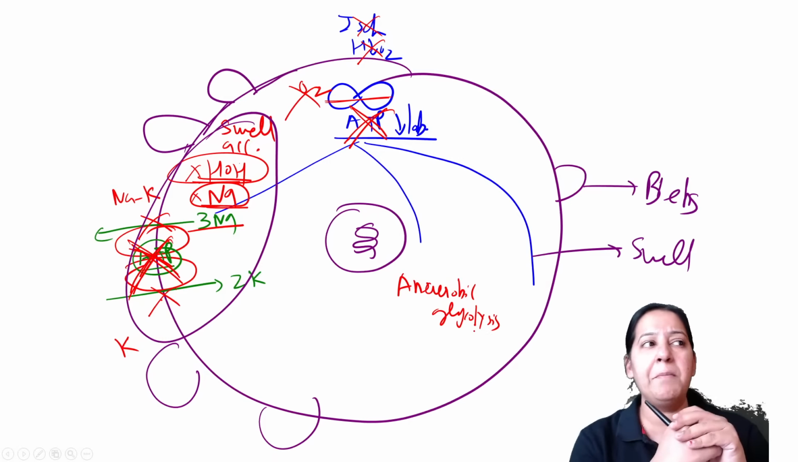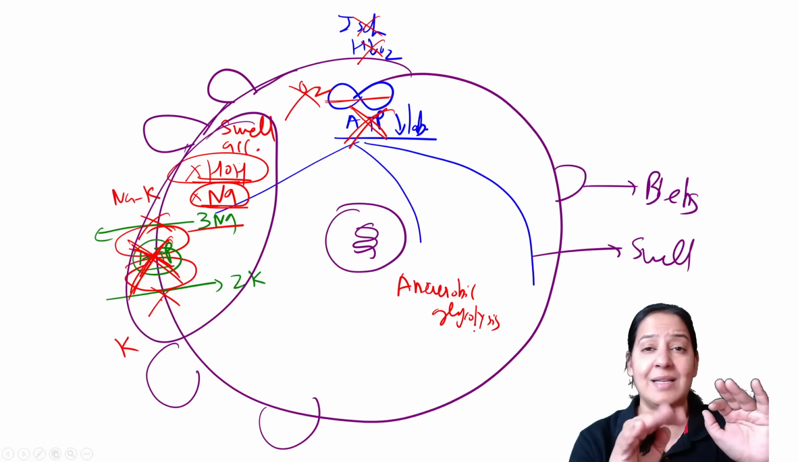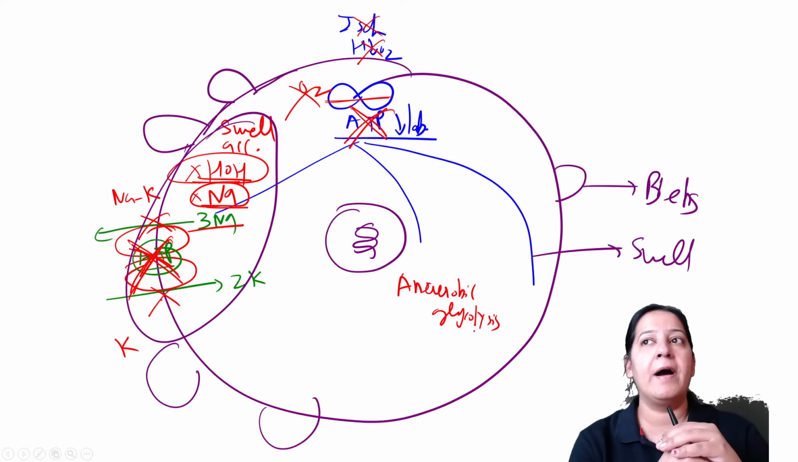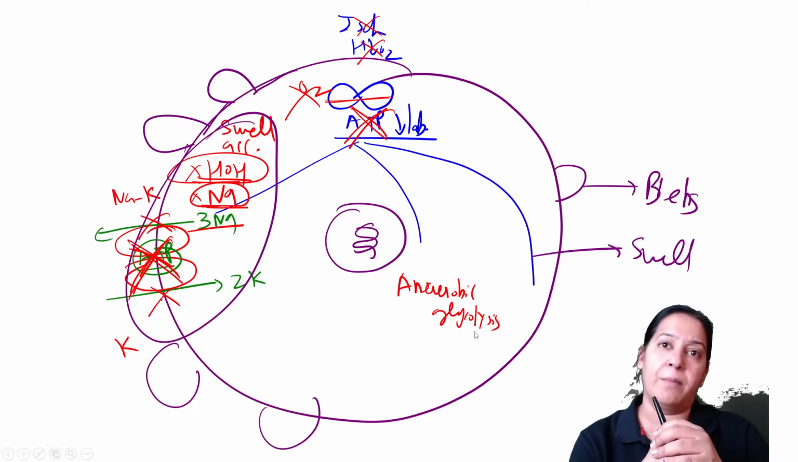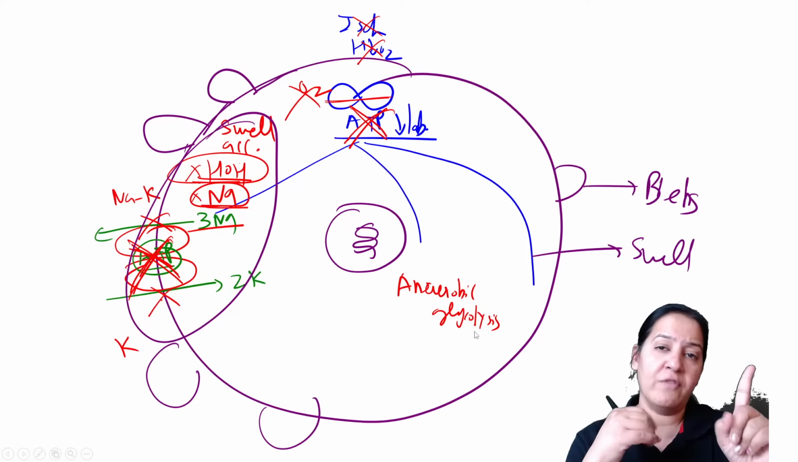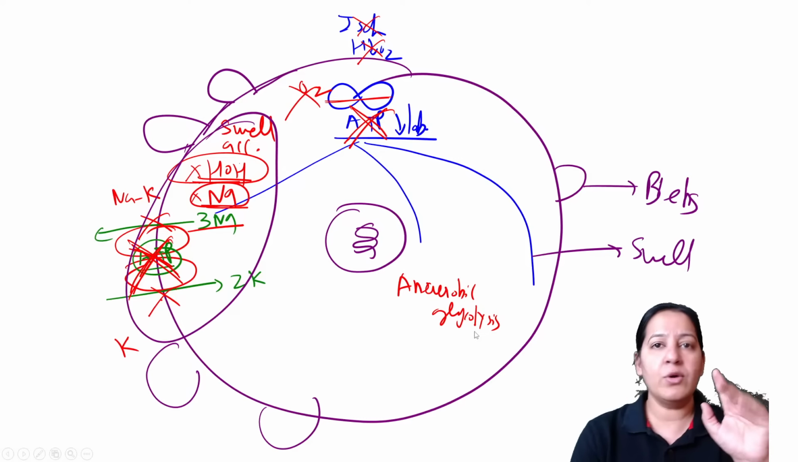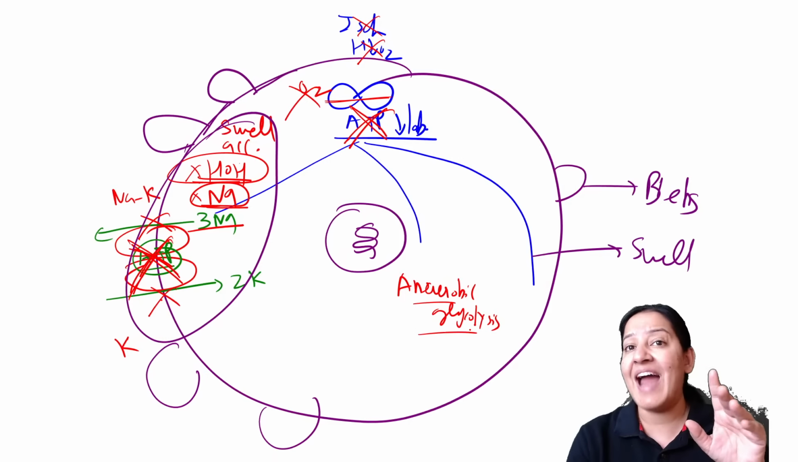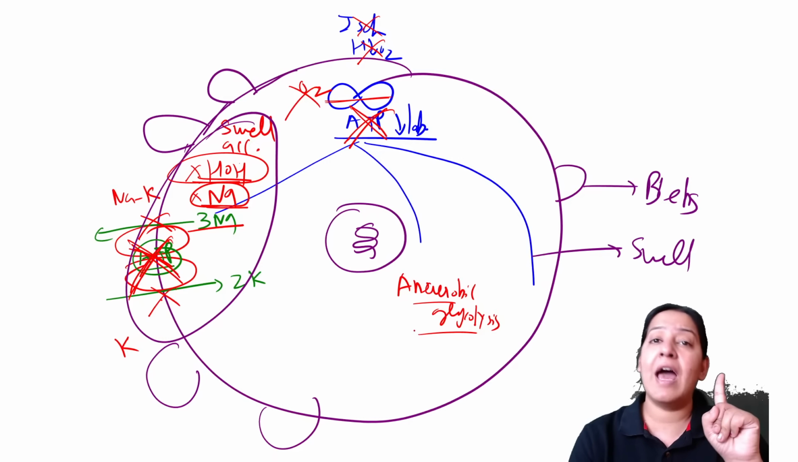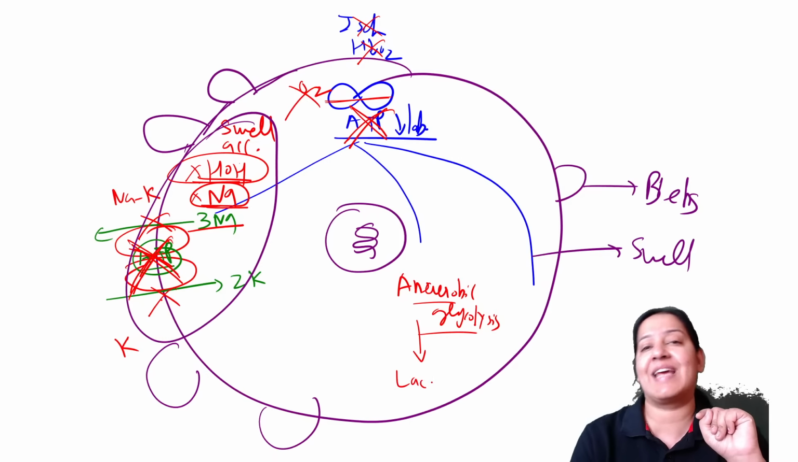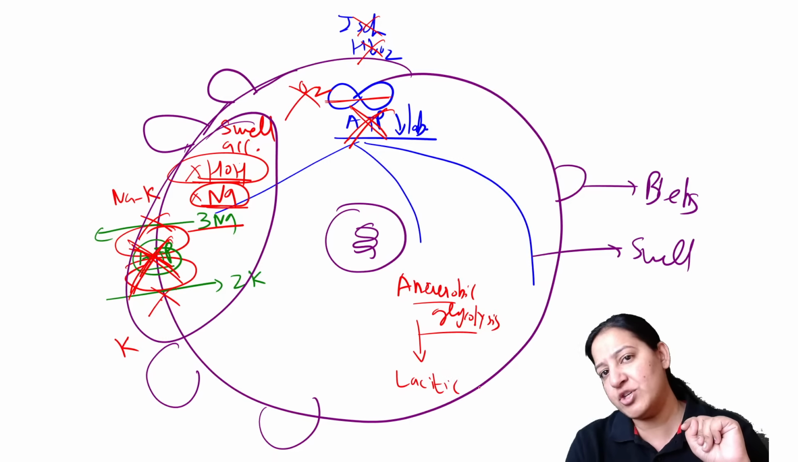So you have studied in biochemistry that in aerobic glycolysis, from one molecule of glucose, 36 molecules of ATP are formed. But in anaerobic, from one molecule of glucose, only 2 ATP are formed. Okay, so here 2 ATP will be formed. But what is the end product of anaerobic glycolysis? In anaerobic glycolysis, the end product is lactic acid. So it will lead to formation of lactic acid.